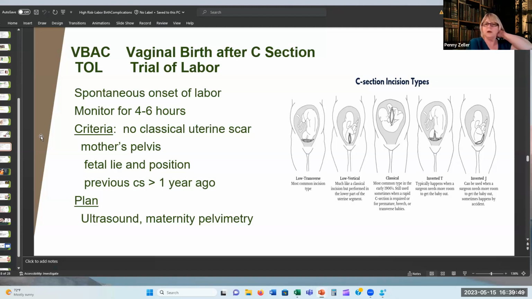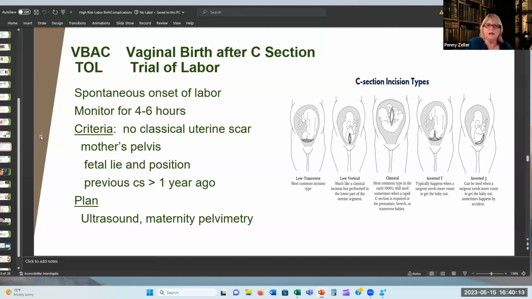Now, some of the low horizontal, transverse, or vertical, we could do vaginal delivery for the next baby. Okay, so vaginal birth after a C-section is called a VBAC. And the TOL is what we call trial of labor.